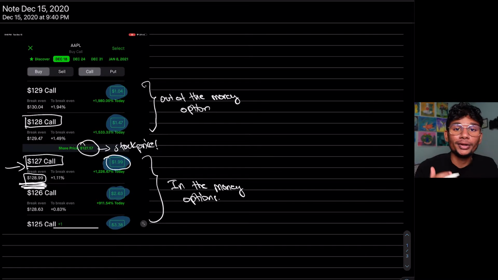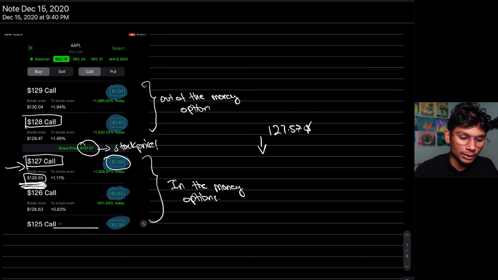So for the call option specifically, all of this is called an in the money option. It's in the money because the current stock price is $127.57, and everything that's below is called in the money option. And everything that's above this point is called out of the money option. Okay? And why is this important, you may ask?